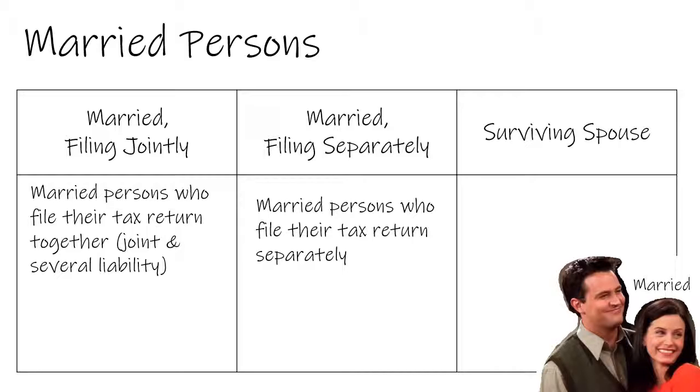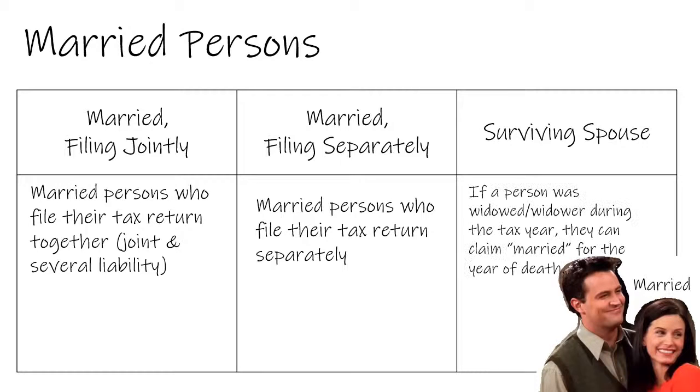An important distinction about married filing jointly is the concept of joint and several liability. That means that if both spouses sign the tax return, both spouses can be held liable for paying the tax. If the person who is responsible for writing the check does not, the IRS will surely come after the second person.